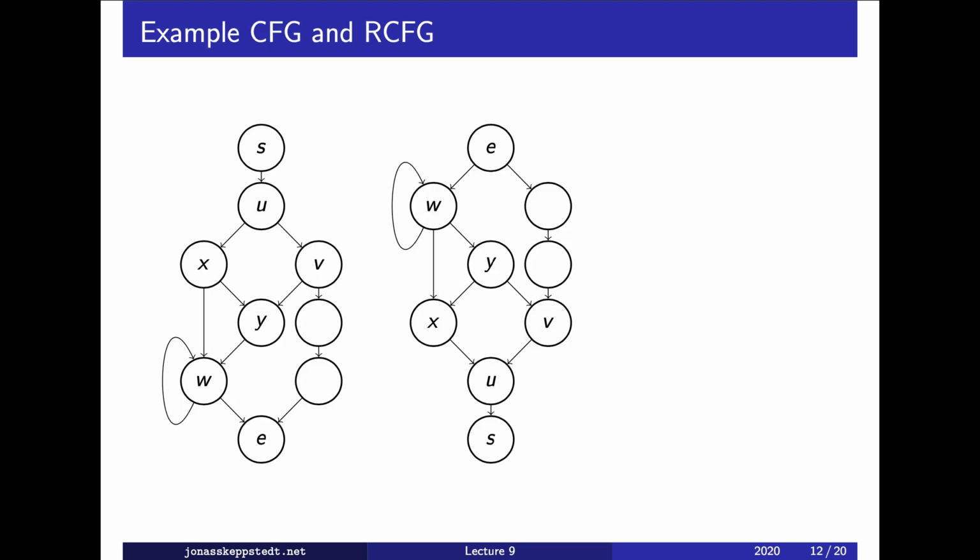Let's look at an example. We can take this again. So what is it control dependent on? W is control dependent on itself and on these two nodes. And if we now look at the reverse control flow graph and see the dominance frontier of W, first of all, W is itself in its dominance frontier, since there is an edge back, and then V and U are also in the dominance frontier of W. This is pretty neat.